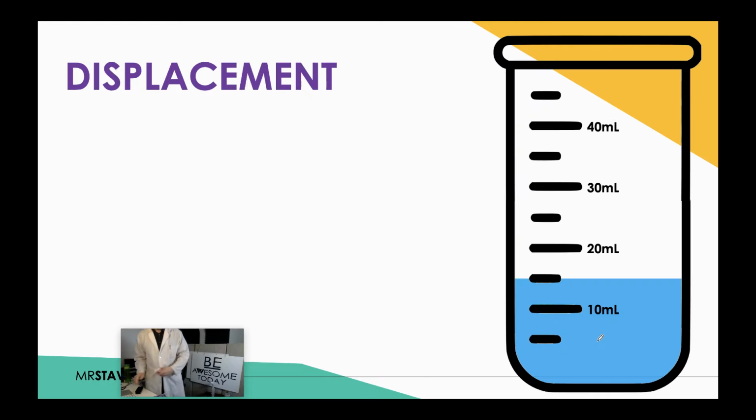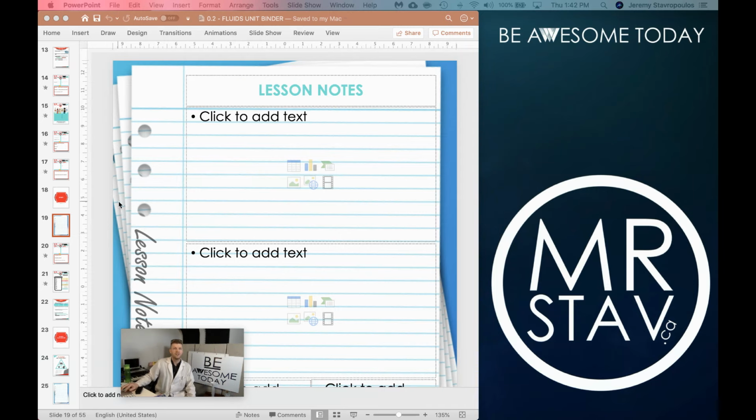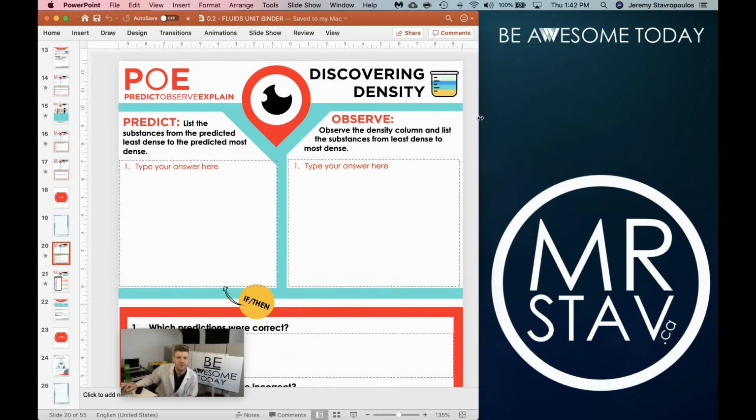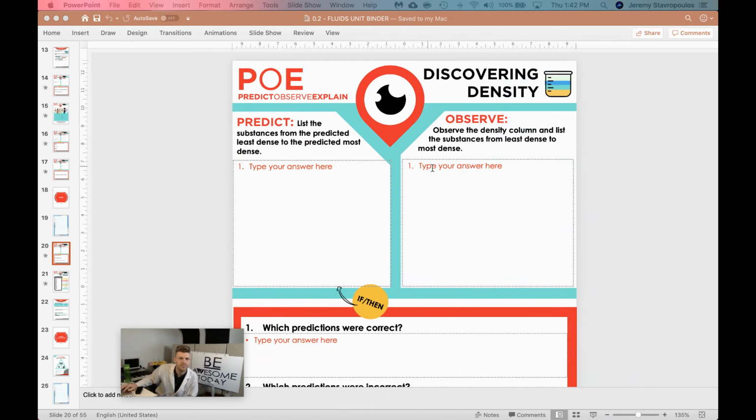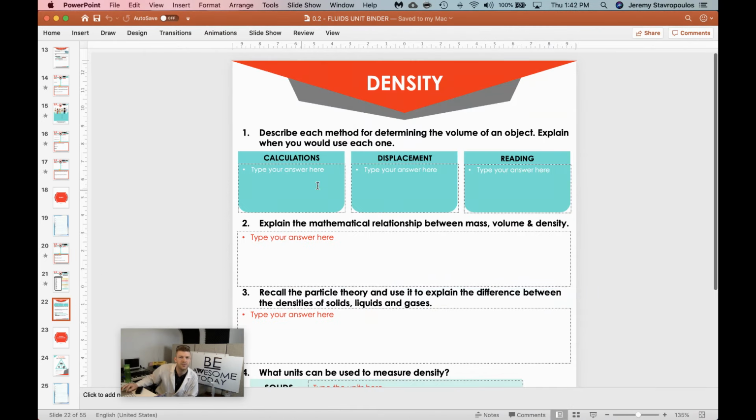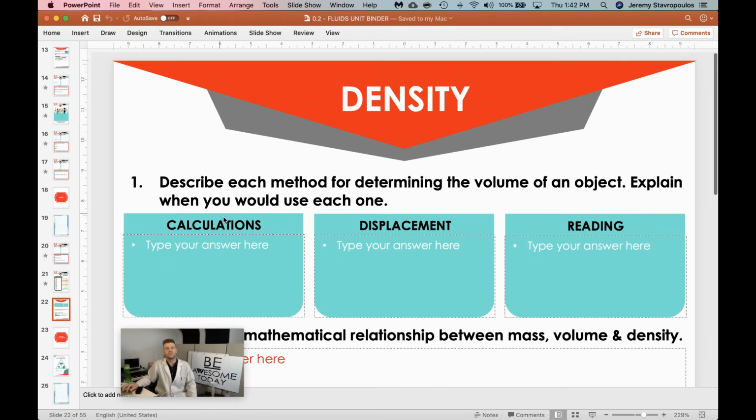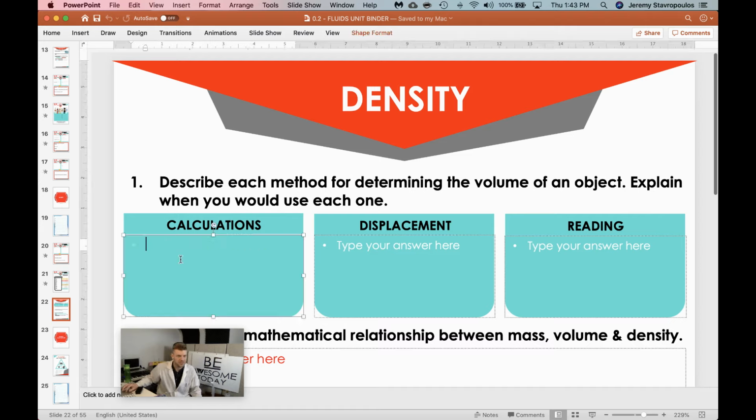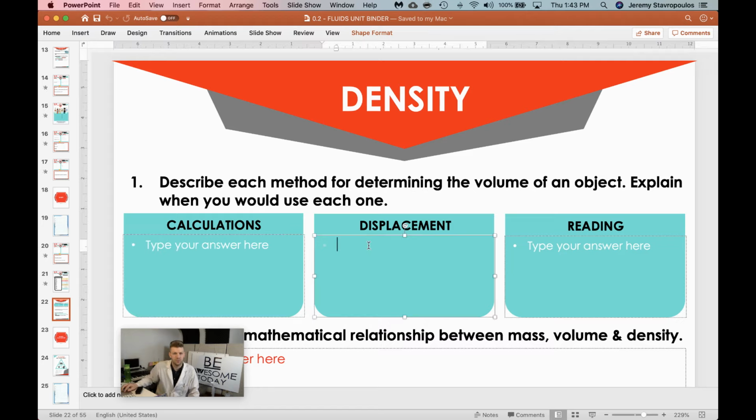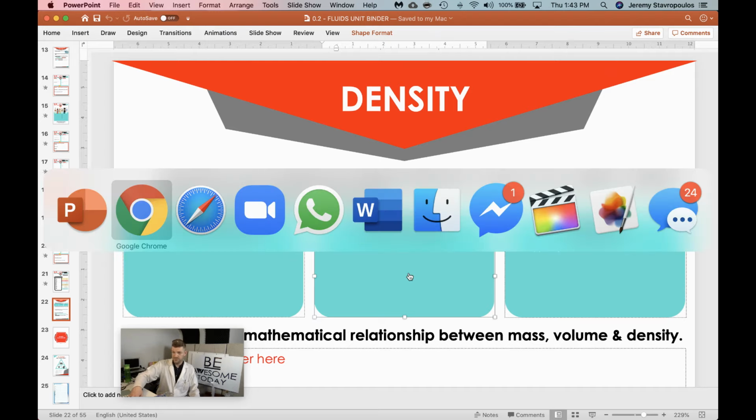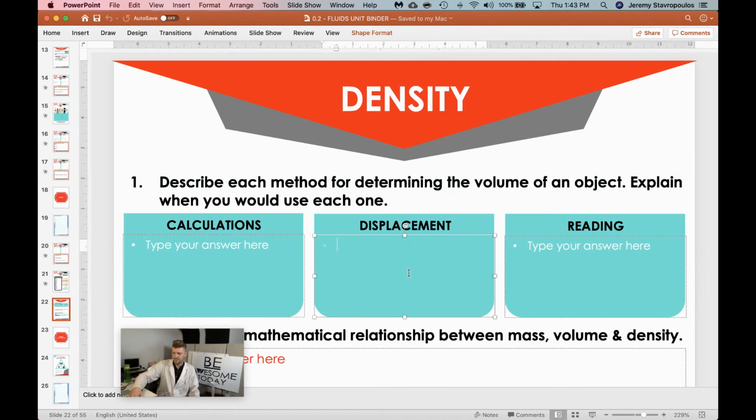Now we're going to talk about displacement. If you are paying attention, we come to this slide. For me, it's slide 22. Question 1 asks you what method of determining volume, or to describe each method. So you can show what we just did: volume equals length times width times height. Now, we're going to talk about displacement here, so maybe you want to take your notes here. That'll help you on the upcoming unit test.